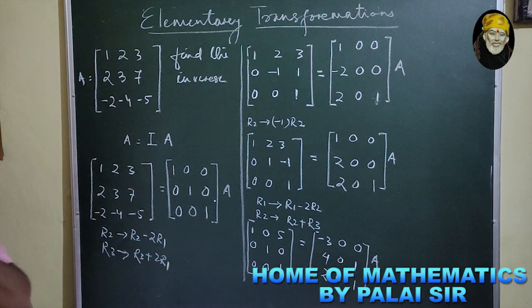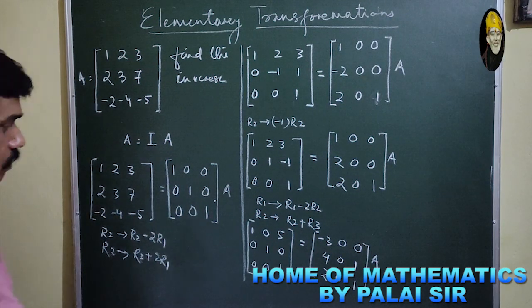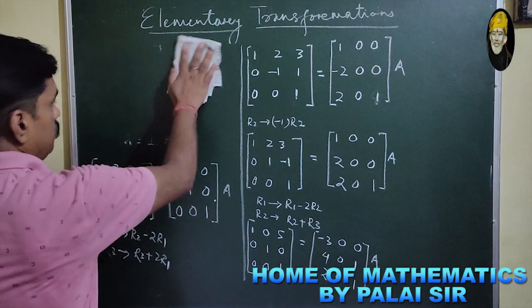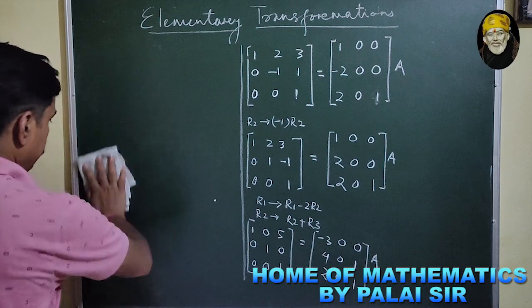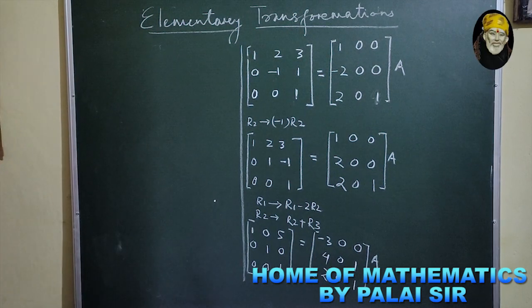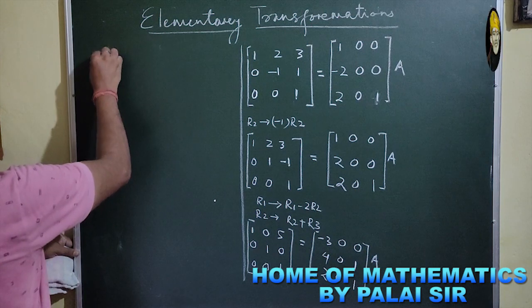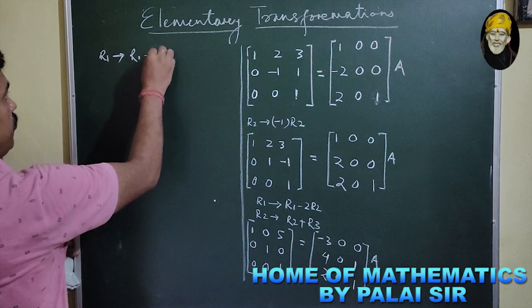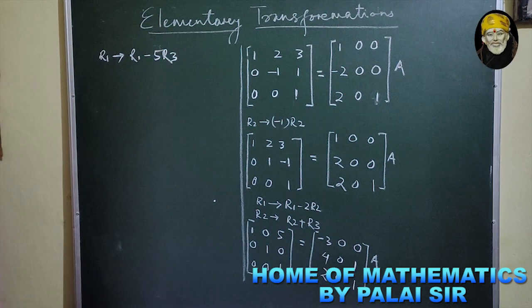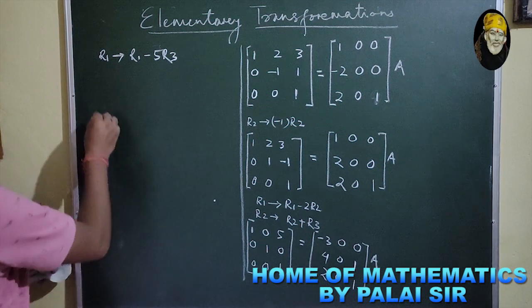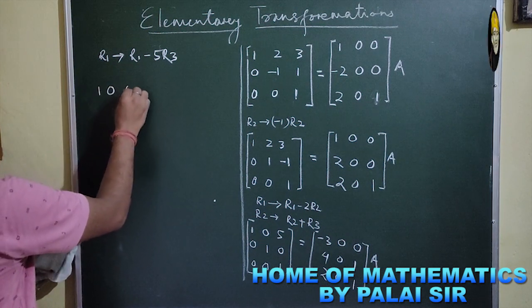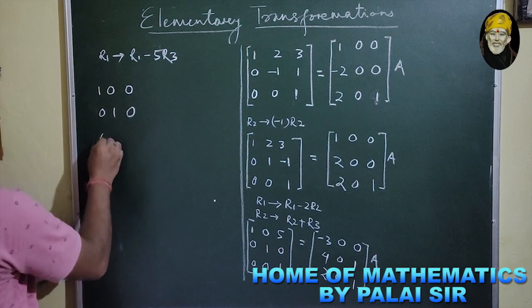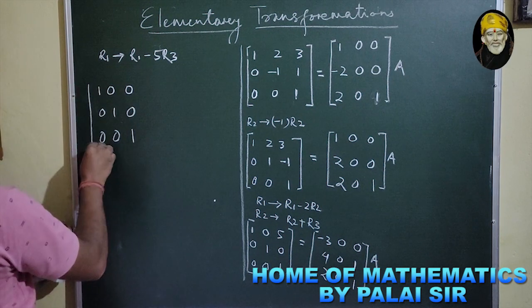In your next step, what you have to do? So only you have to make this one as 0. So to make this one as 0, what you have to do now? So here in the next step, you write R1 equal to what? R1 minus 5 R3. So what you will find? It will be 1, 0, 0, 0, 1, 0, 0, 0, 1.